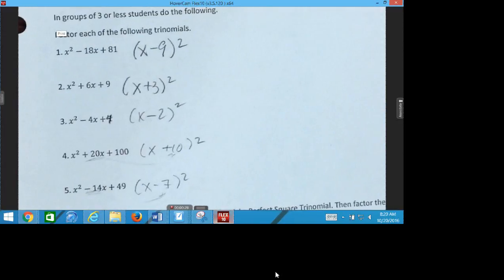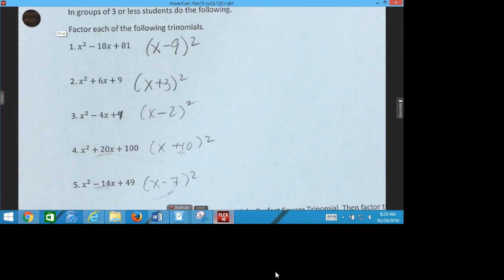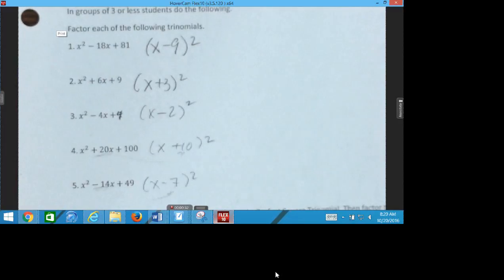So in the top section, every single factor should be a binomial square. Each one of those is a perfect square trinomial. That's the vocabulary. Perfect square trinomial. Each of these should be a binomial squared. And that sign, the x minus 9 or the x plus 3, where's that sign coming from in the original question?